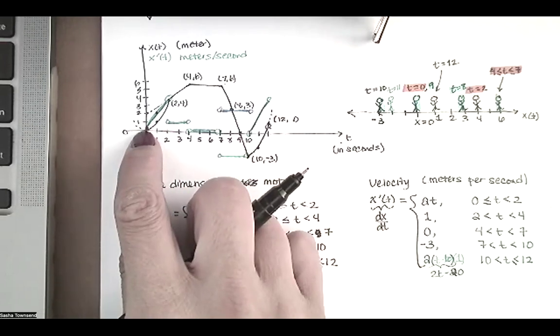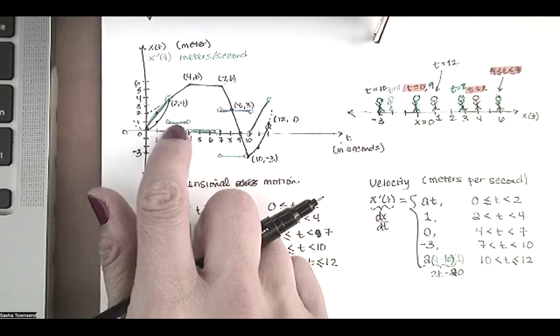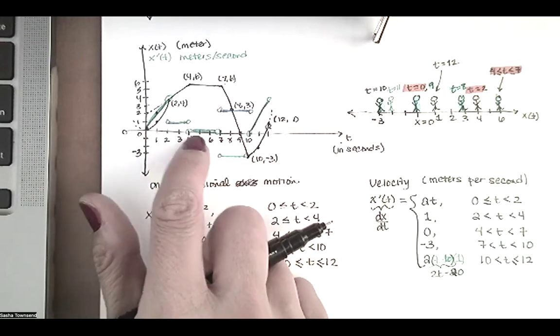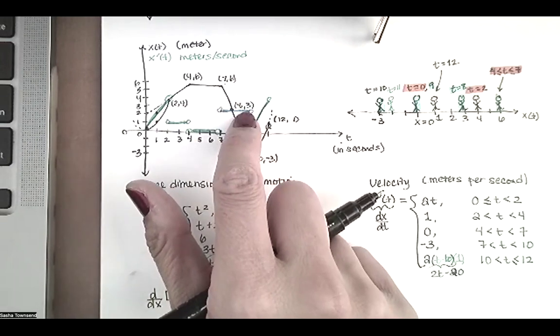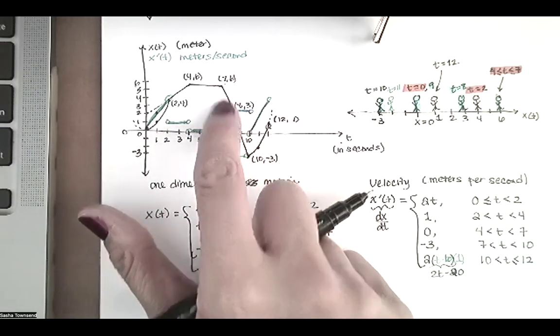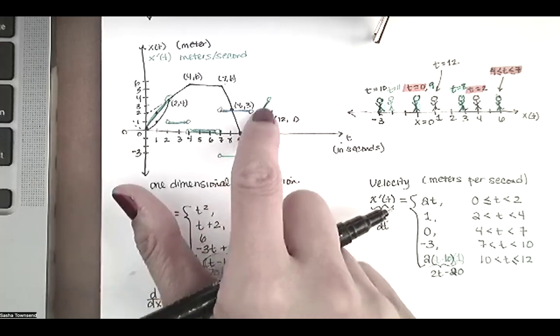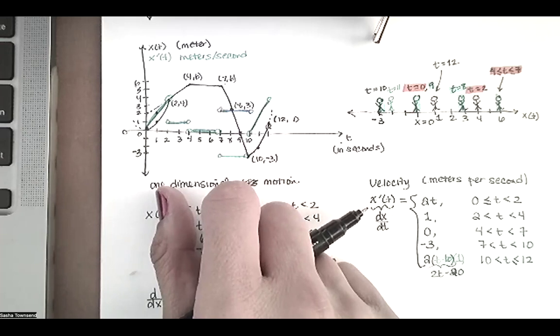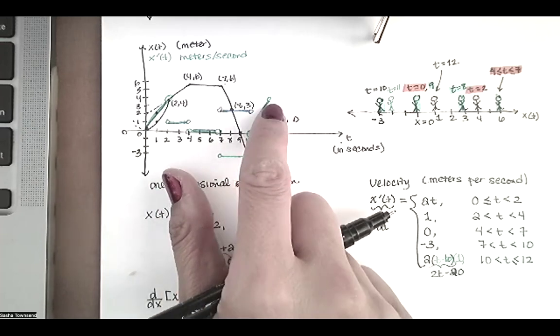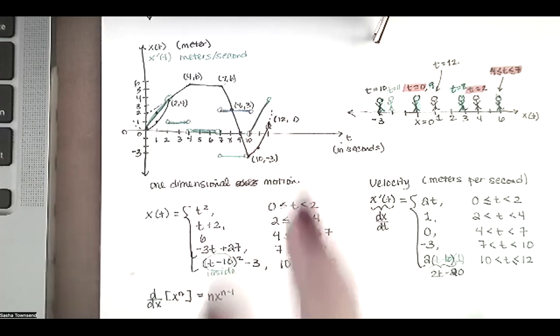So here, our speed is increasing. Here, our speed is constant at a speed of 1. We're not moving at all, so speed is 0. Here, speed is 3 meters per second, but we're moving in the opposite direction. And then here, our speed is increasing again. We start at 0, and then we go to a speed of 4 meters per second.